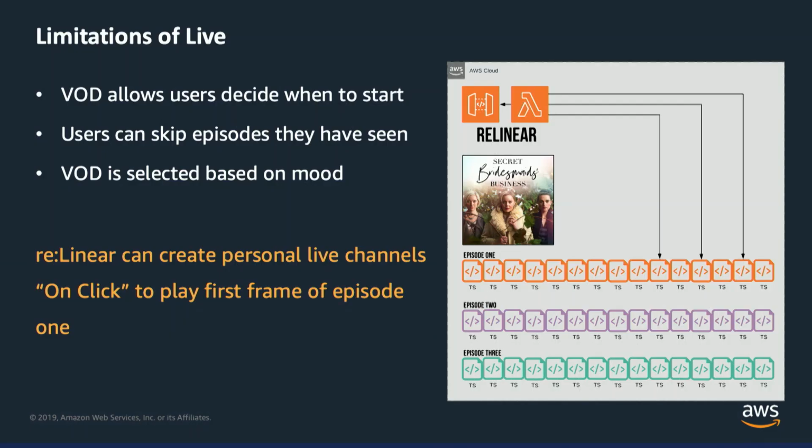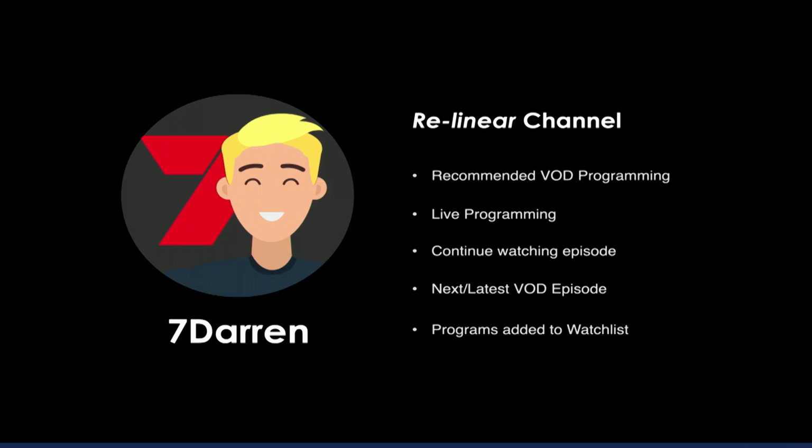And so what this leads to is the eventual state of hyper-personalization. Because the number of channels you can have is theoretically unlimited, you could have a different channel number for every single one of your users. So just imagine a user ID is equivalent to a channel number, and then you can end up with a relinear channel per person that is essentially recommended VOD programming, recommended live. You can continue watching, you can skip to the latest VOD episodes, and you can add programs that happen to be on to a watch list to then watch later down the line.